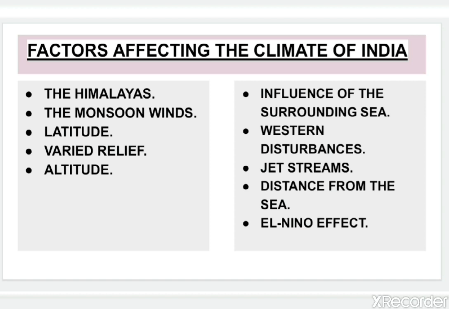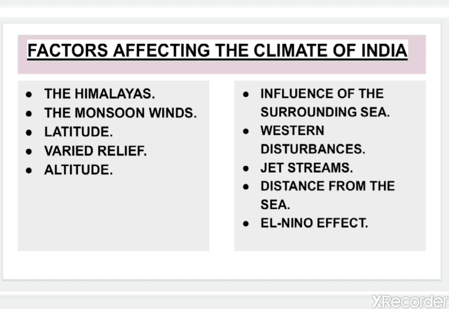Now, the significance of El Nino: because it is a warm ocean current, it directly increases the surface temperature of the sea and affects the movement of the monsoon winds in the Indian Ocean. That is the effect of El Nino, and these are all the 10 factors which affect the climate of India.